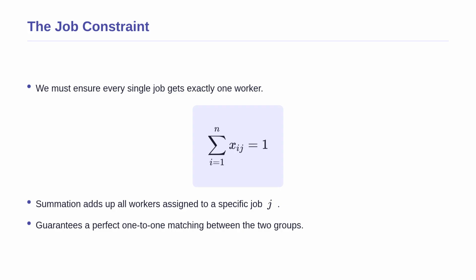Now that we have restricted the workers, we must apply the same logic to the jobs. This second rule is the mirror image of the first, ensuring that every single job gets exactly one worker. Here, we look at a specific job j and add up all the workers i assigned to it. The total must again equal 1, meaning the job is completed by one person and it is not left empty. Together, these two rules guarantee a perfect one-to-one matching between the two groups. If we increase the number of jobs, we must equally increase the number of workers.